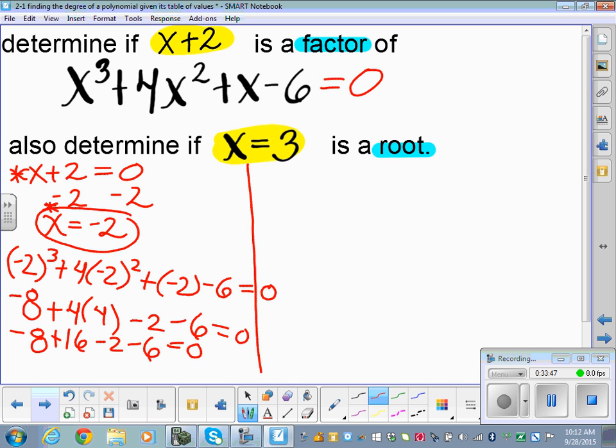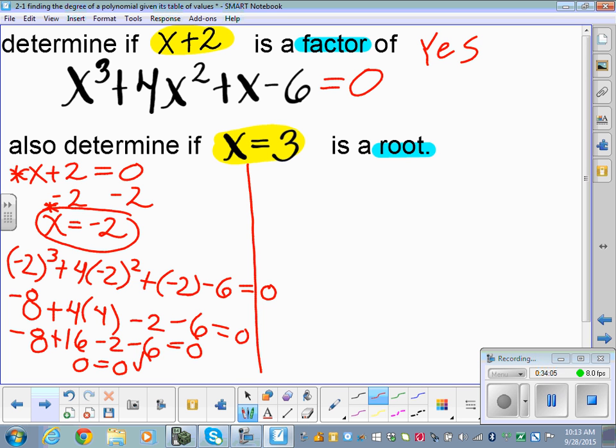Negative 8 plus 16 is what? Guys, negative 8 plus 16, you should still be with me. You shouldn't be working on the worksheet. It is equal to 0? Okay, so you just did it and you say 0 is equal to 0. Very good. So we know that x plus 2 is a factor.